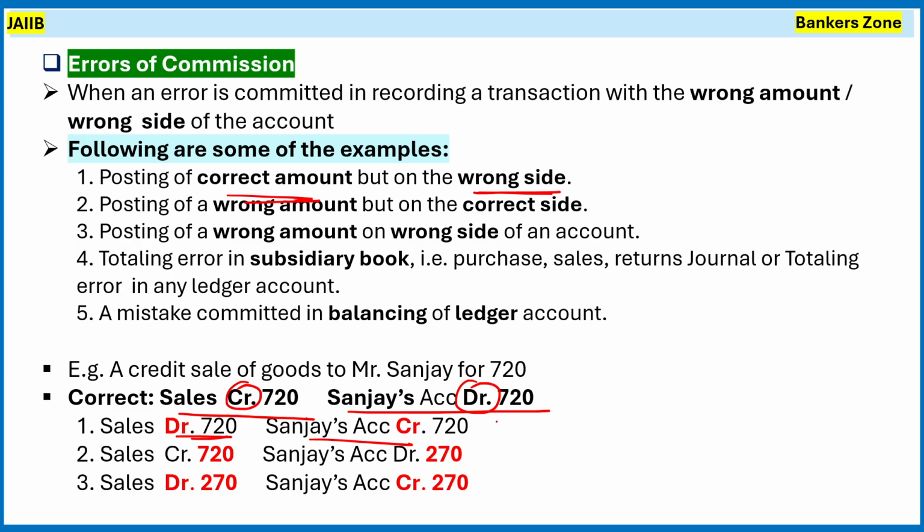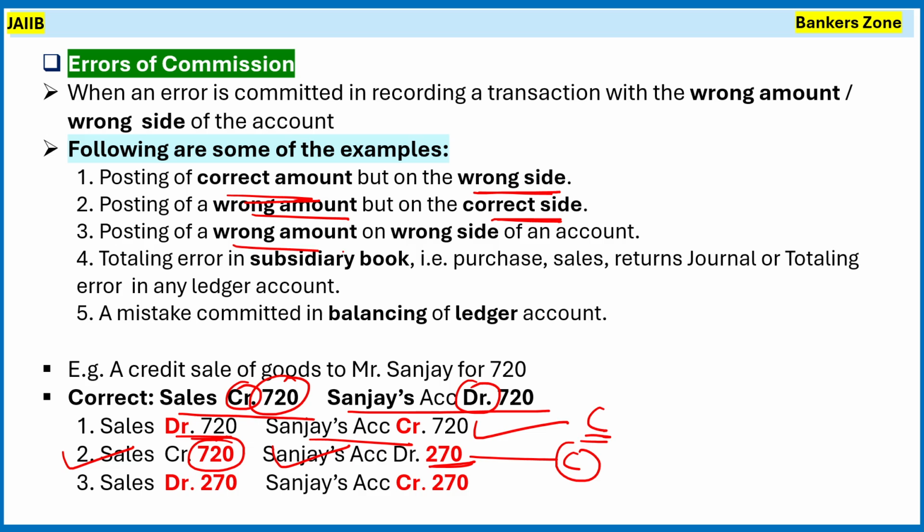That means debit credit mismatch. That is account mismatch, right? It is the error of commission. Next, wrong amount but a correct side. See, sales credited, Sanjay's account is also debited. So your debit and credit are the same, but the amount you entered is wrong. 720 instead of 270. Here you have correctly entered, but here you have entered, for example, 270. So this is also a commission error.